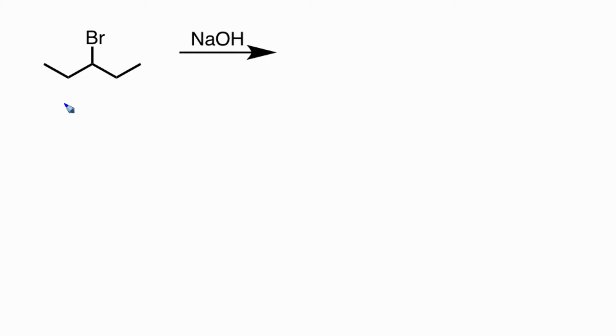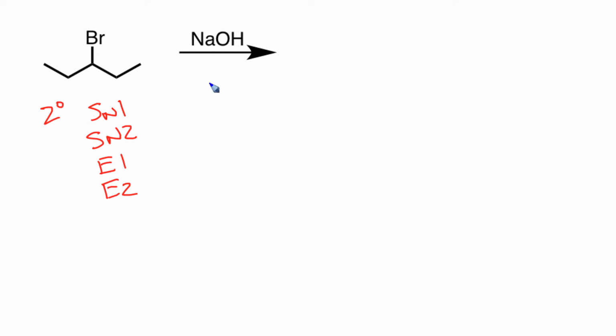First, we'll look at our bromide. It's a secondary bromide, and secondary bromides can undergo pretty much any mechanism: SN1, SN2, E1, or E2. So that doesn't help us out a lot.